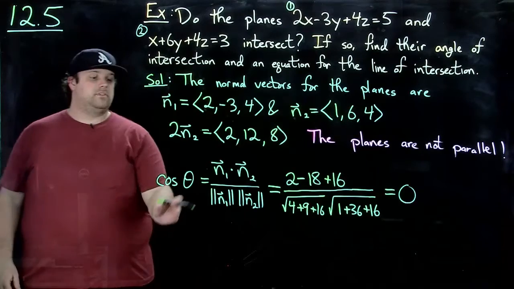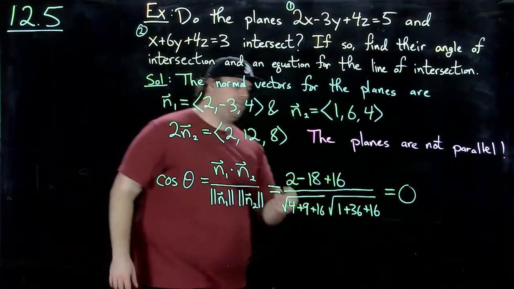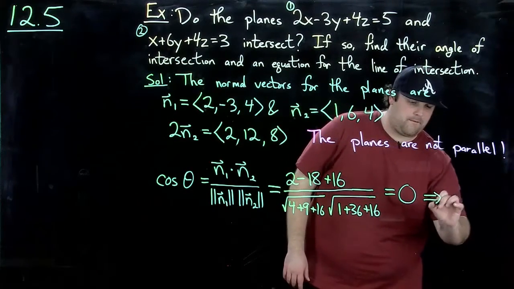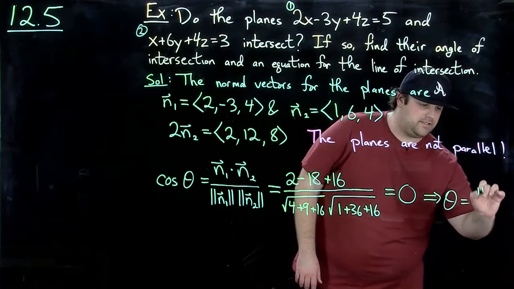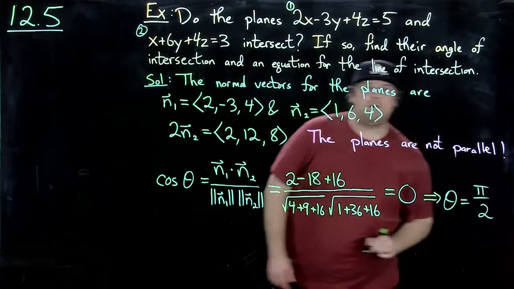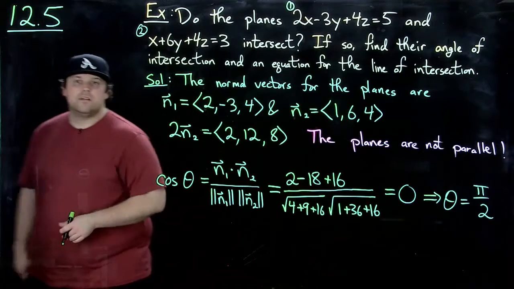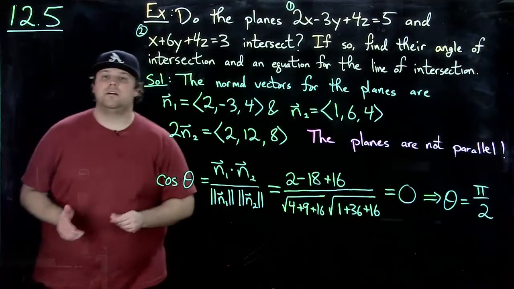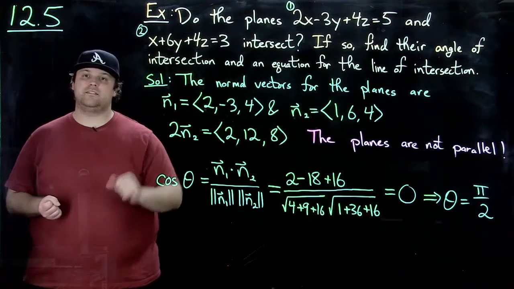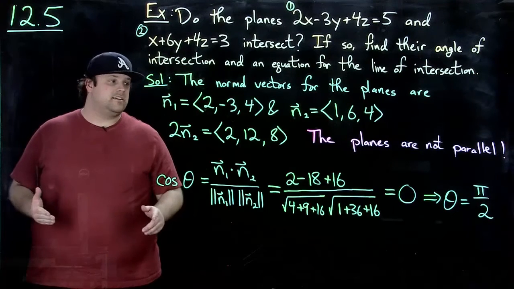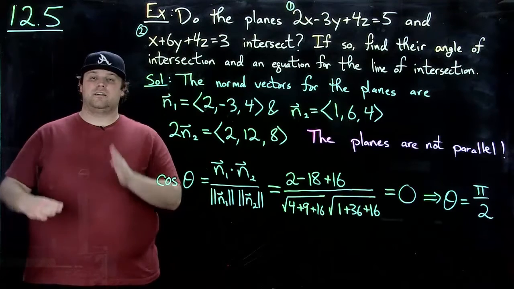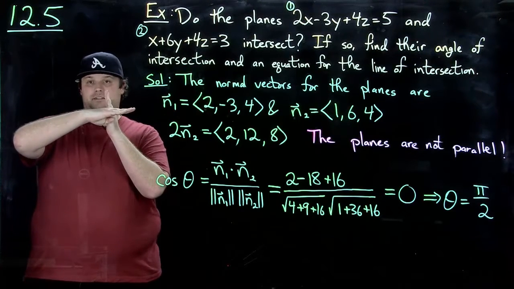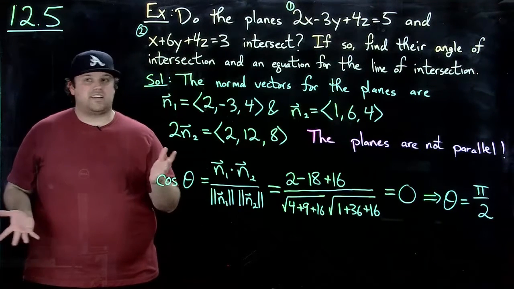All right, so that means that theta is pi over 2. So what does that mean about the planes? Not only are they not parallel, not only do they intersect, but in this case the planes are actually perpendicular, which is kind of neat.